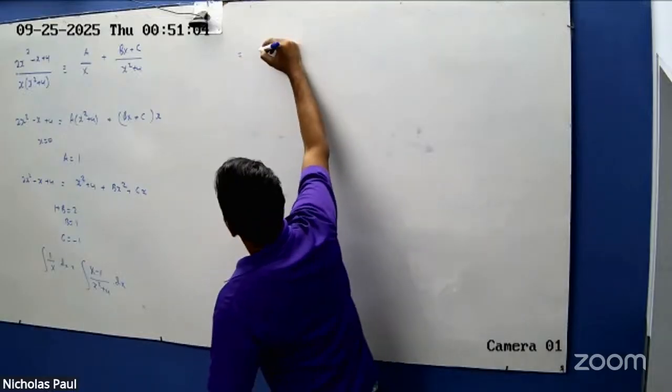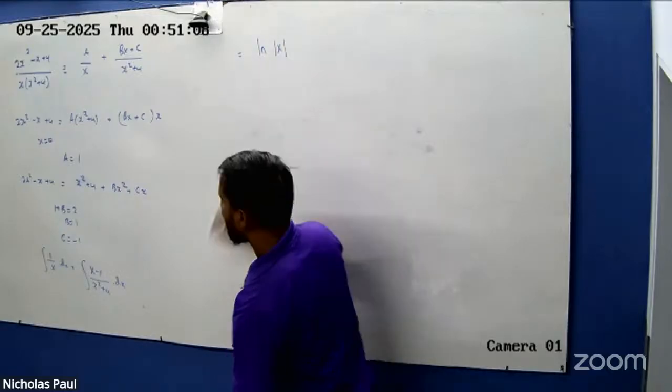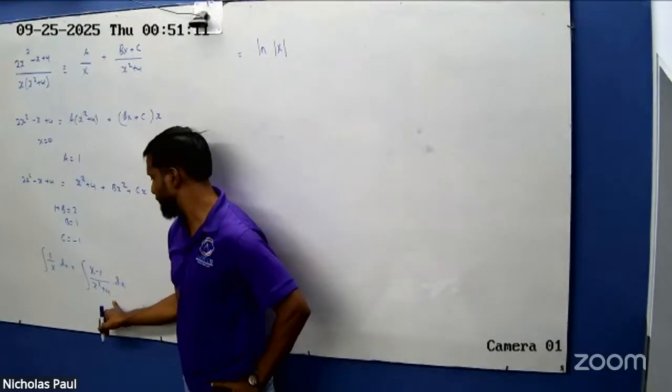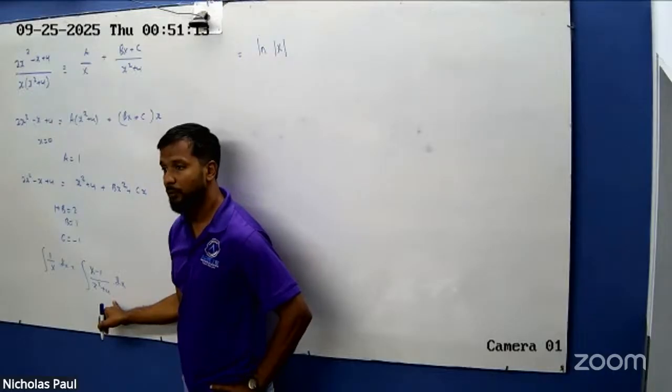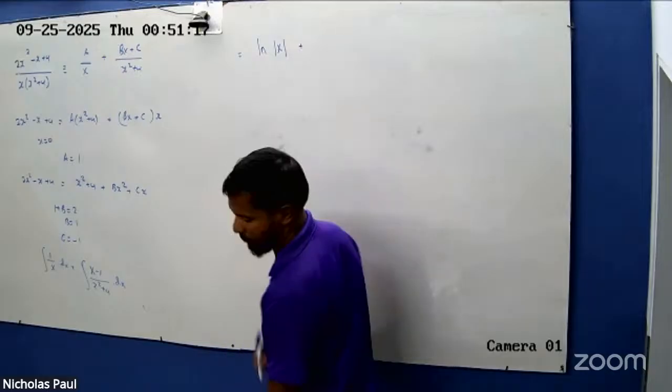Right. So the integral of 1 on x is ln x, right? How do we start to integrate it? What to do? Separate it, right? Separate it. Right. Hurry up, finish up that part.